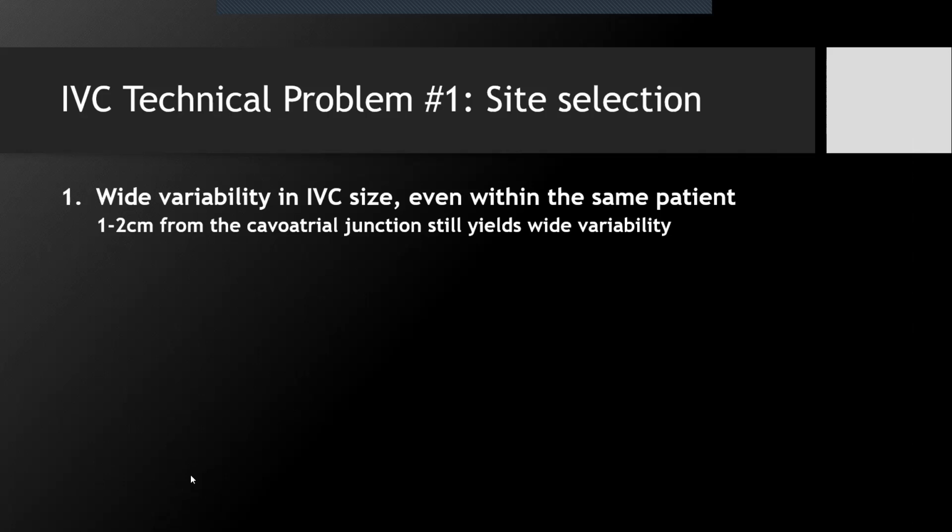And the first technical problem is choosing the right site. I mentioned earlier that you have to place your marker about 1 to 2 centimeters from the cavo-atrial junction, but you also have to avoid the hepatic vein. And you might notice, if you've put your probe on enough patients, that number one, the hepatic vein can really get in the way. And number two, the IVC shape can change a lot in the 1 to 2 centimeters.